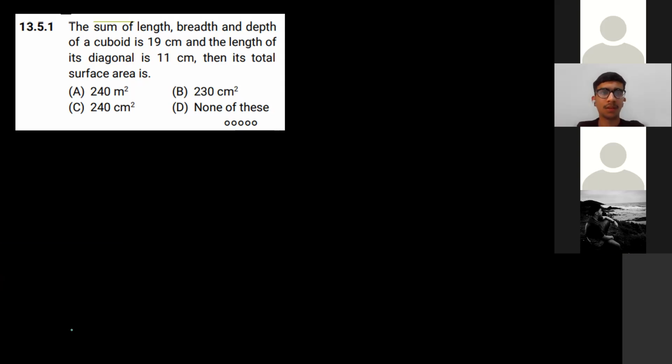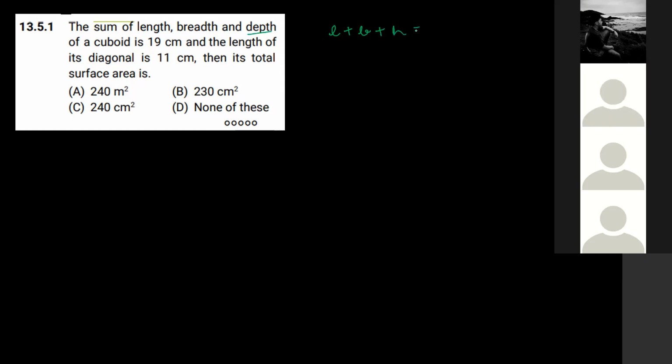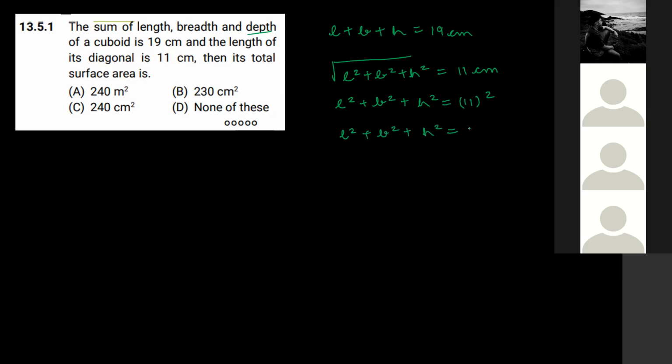Okay. So see, what we have is the sum of length, breadth, and height. The depth is of course the height. So L plus B plus H is equal to 19 centimeters. And we have the length of the diagonal. That means square root of L square plus B square plus H square is equal to 11 centimeters. So if I square both sides, L square plus B square plus H square is equal to 11 the whole square, that means 121.